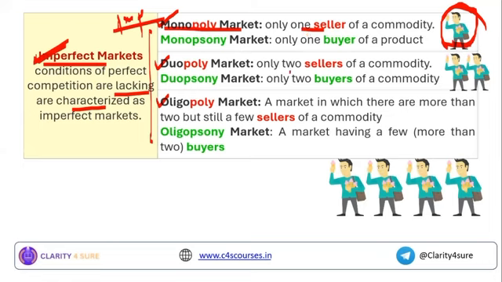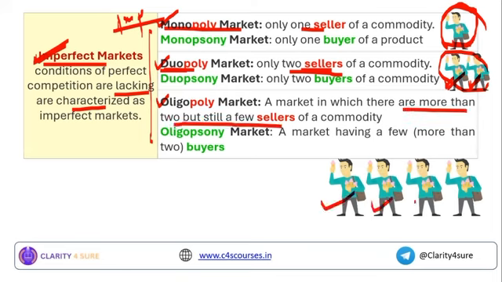Duopoly means 2 sellers of a commodity. Here you can see there are 2 sellers, so now you have an option: you can visit this person or that person. But again, these 2 people will mutually agree to sell the ice cream at a common price, which is again higher than in other markets. Again, this is not healthy for our economy. Next is oligopoly. Oligopoly is a market in which there are more than 2 but still few sellers. Here you can see more than 2 but few choices.